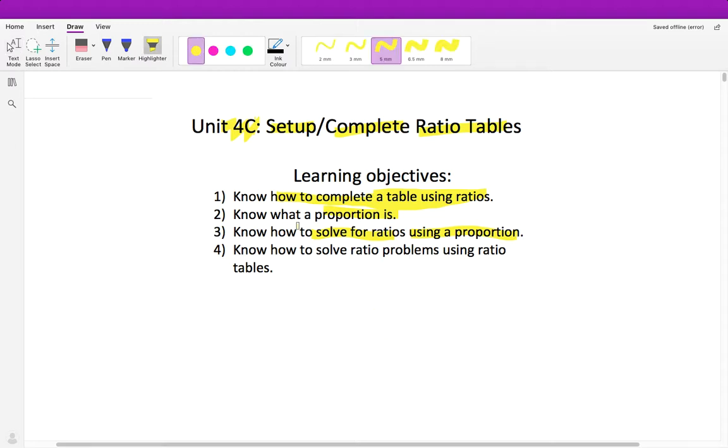And then after we know how to set up and solve these tables, we're going to know how to solve ratio word problems using ratio tables. All right, so we're going to continue to do word problems, but this time we're going to use ratio tables to solve them instead of the tape diagram. All right, so this whole video is just going over a bunch of different problems, so it's probably going to be a little bit longer, so just bear with me, but it's just going over how to solve problems.